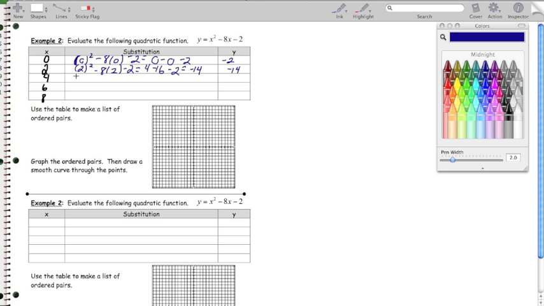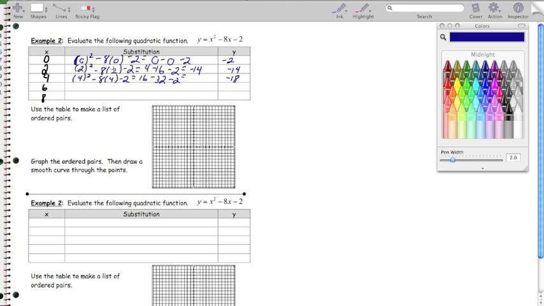And I'm going to substitute in 4. 4 squared minus 8 times 4 minus 2. 4 squared is 16, minus 32 minus 2. 16 minus 32 is negative 16. Minus 2 is negative 18.